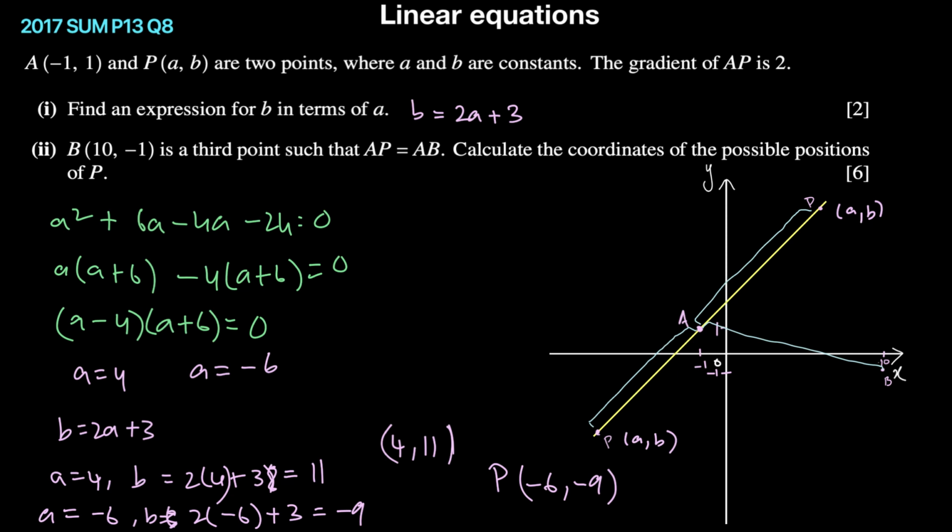So P could be (4, 11), if it's on the right side of A. If it's on the left, then it's going to be (-6, -9).